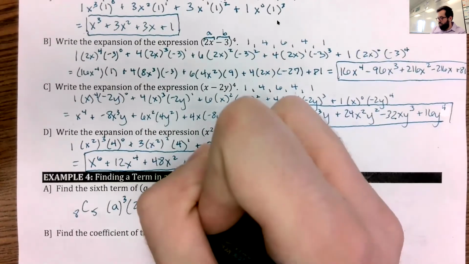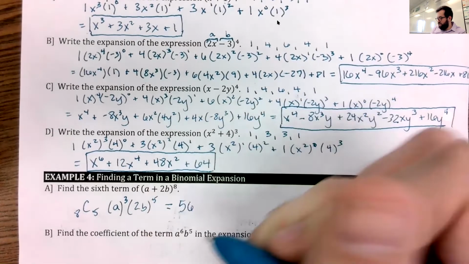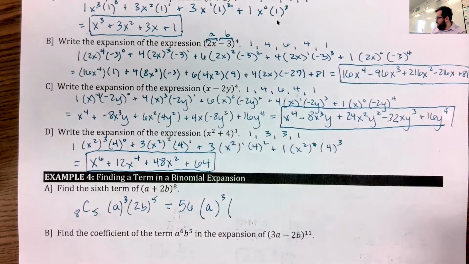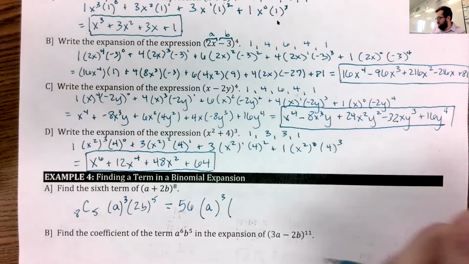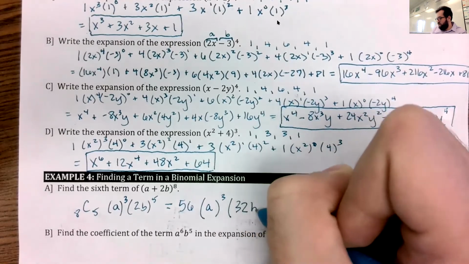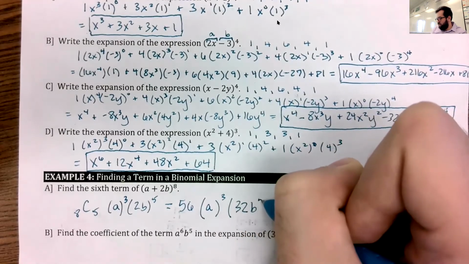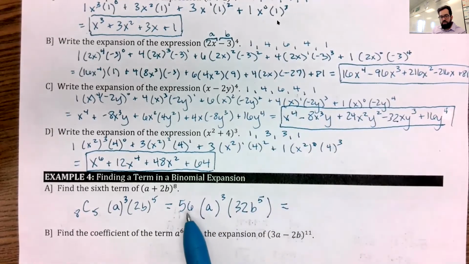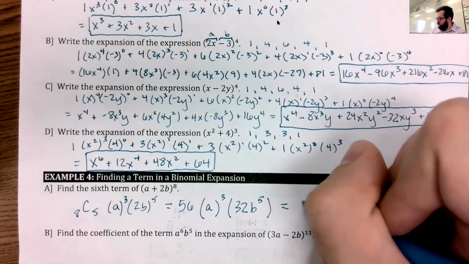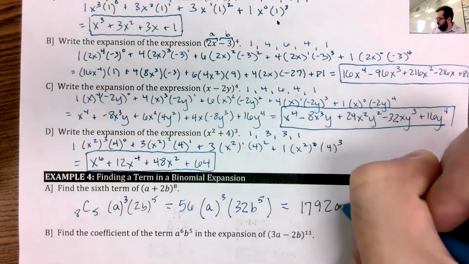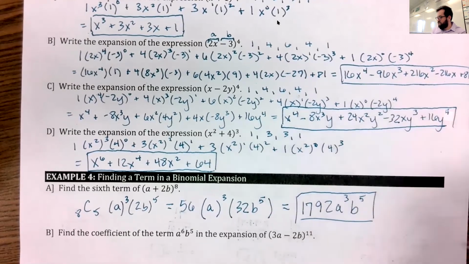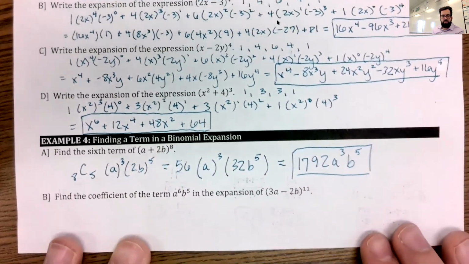So we're going to have 56 a to the third. And let's see, 2b to the fifth. It means we have to do 2 to the fifth, which ends up being 32. And then the b is to the fifth. So the last thing we have to do is multiply 56 times 32. So we're going to get 1,792 a to the third, b to the fifth. That's officially the sixth term of the expansion.